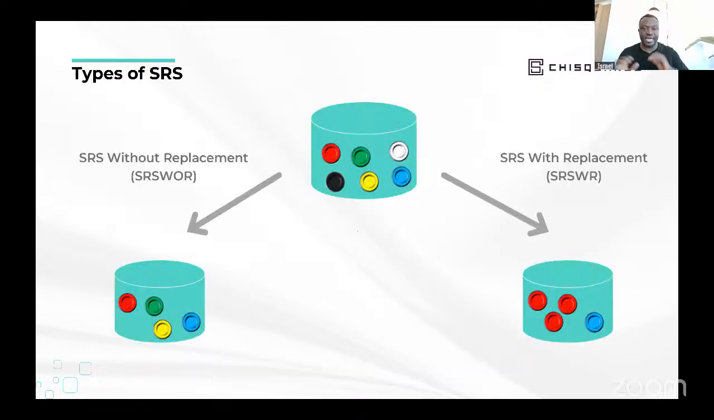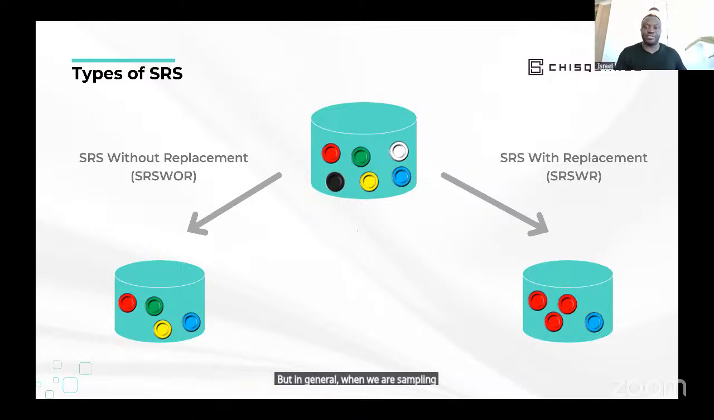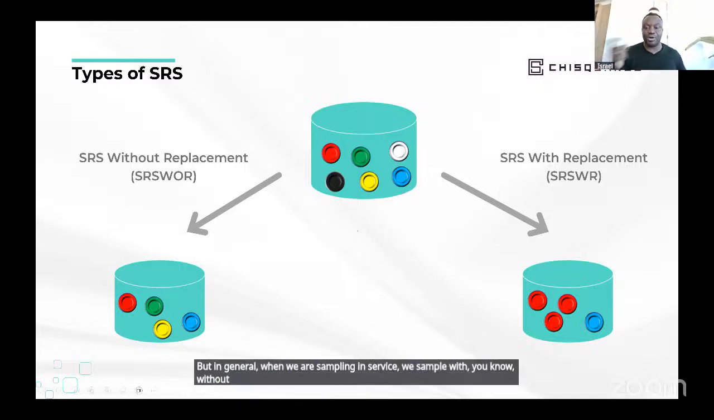So the types of SRS: we have sampling without replacement and sampling with replacement. Those are more of technical nuances that we will not really dwell on. But in general, when we are sampling in surveys, we sample without replacement. So in other words, one individual cannot appear twice. Each individual can only appear once, right?